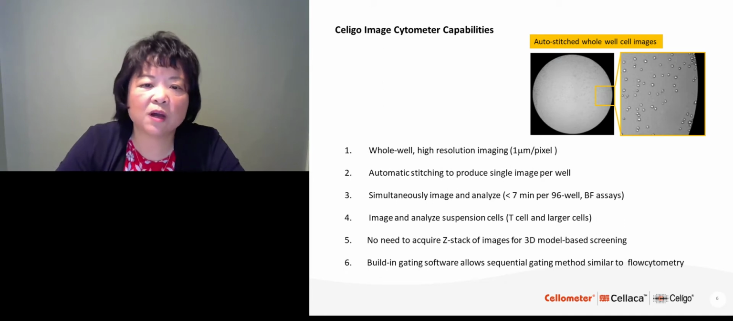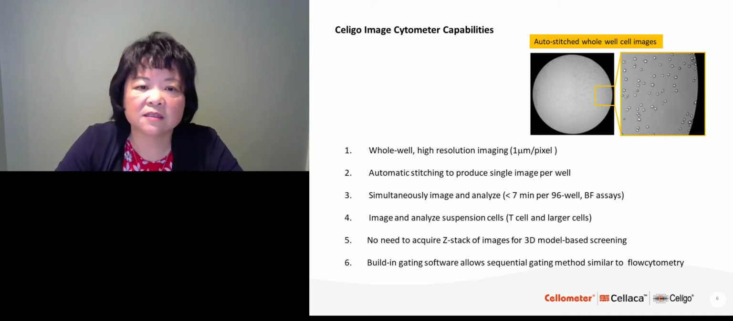So we don't just want the cell images, we want numerical data. And this is provided by simultaneously imaging and analyzing. So when you finish imaging the 96-well plate, you also get your cell count.